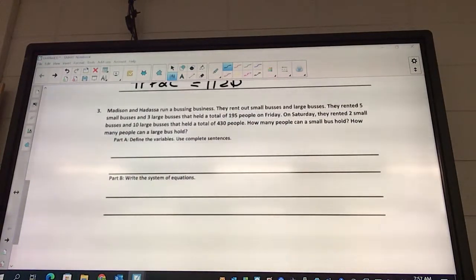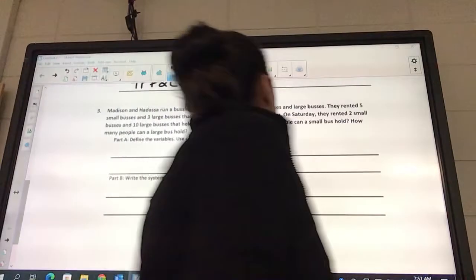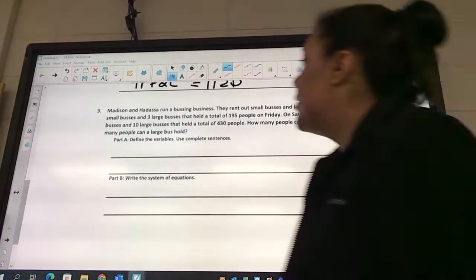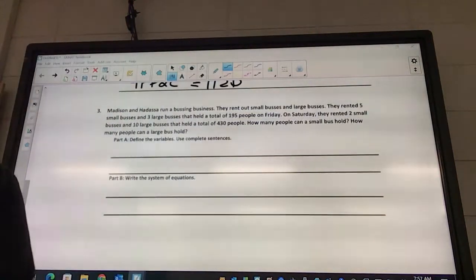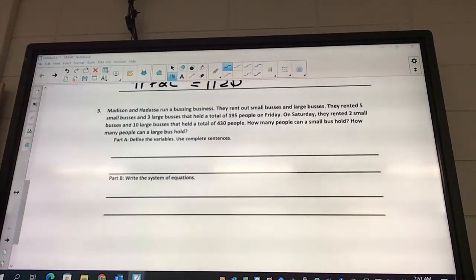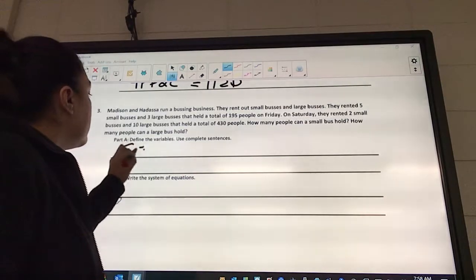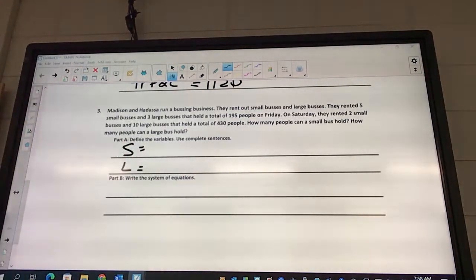Okay, Madison and Hadassah run a busing business. They rent out small buses and large buses. They rented 5 small buses and 3 large buses that held a total of 195 people on Friday. On Saturday, they rented 2 small buses and 10 large buses that held a total of 430 people. How many can a small bus hold? How many can a large bus hold? So what is our variable going to be? Small and large. And then what are they actually wanting to know?